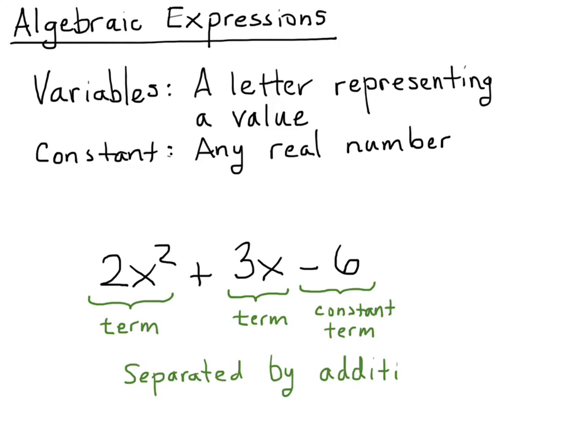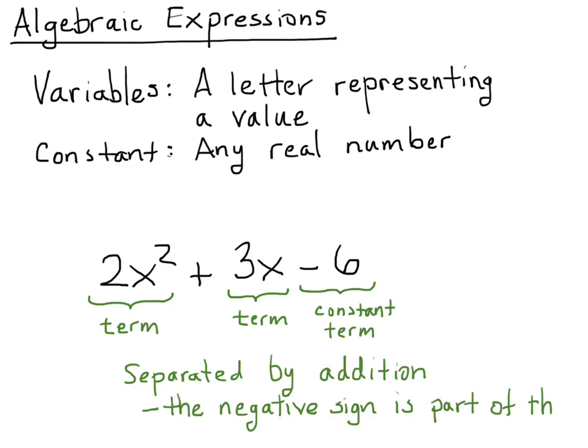And so the terms are separated by addition. And so the negative sign that we have there, that looks like we're doing some subtraction, 3x minus 6. Really, we consider that from the standpoint of terms is that negative rides along with that 6. So if we change around the order of this expression, we can easily say -6 plus 2x squared plus 3x, and we have the same expression just reordered. So the number that precedes the variable we call coefficients.